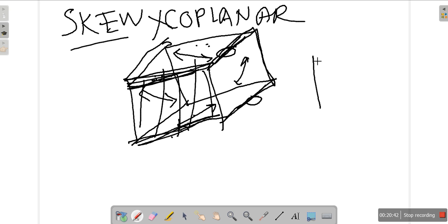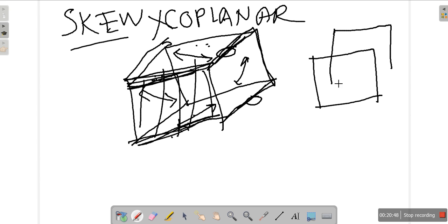But let me draw it again. Look at this situation. One line is like this, the other line is like this. They will never intersect and they are in different planes. So such lines are known as skew lines, S-K-E-W.